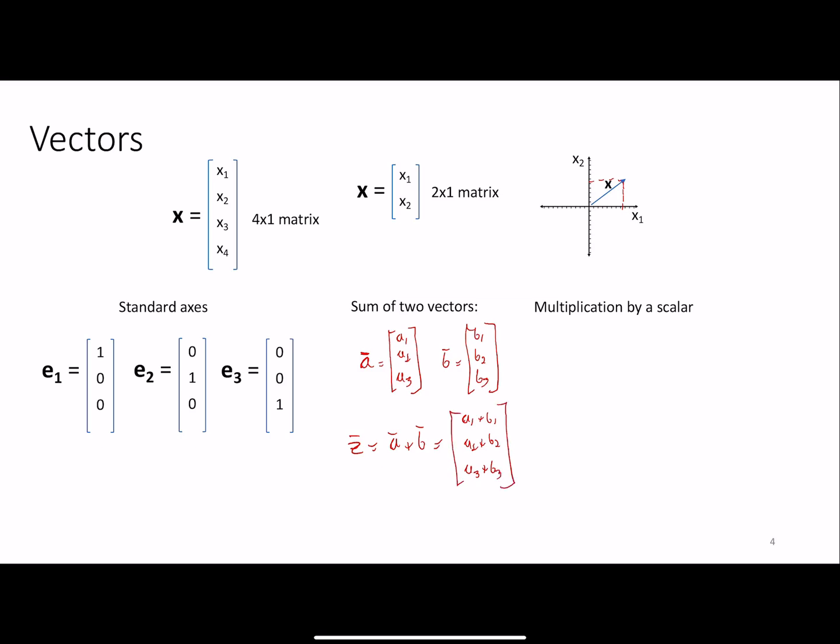Likewise, we can multiply a vector by a scalar. Let's say we have some number. Let's call this number alpha. And let's multiply our vector a by this alpha. So the result will be alpha a1, alpha a2, alpha a3.